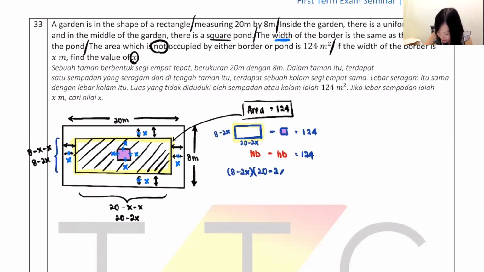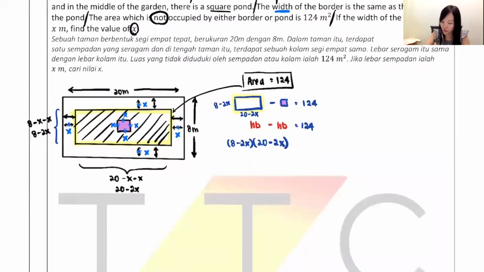20 minus 2x. And then the purple one, so straightforward. The height is x, the base is x, isn't it? X times x equals x squared. Just mathematics, okay? 8 times 20, 160. 8 times negative 2, negative 16. Negative 2 times 20, negative 40. Negative, negative, positive, 2, 2, 4.